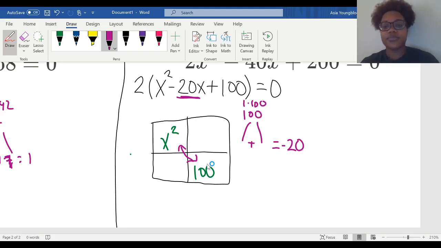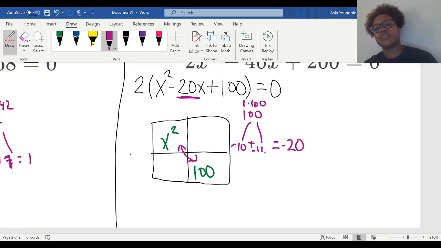So we're looking for two numbers that multiply to 100 and add to negative 20. So I'm going to try 10 and 10. 10 times 10 is 100. However, 10 plus 10 is not negative 20. Since I know it has to multiply to a positive number, let me see if two negatives will help me.